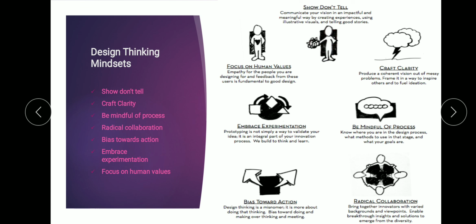So we are at the end of the second lecture. So, design thinking mindsets: you need to show. You don't tell people. You show people what you have created. You focus on human values. You embrace experimentation. You just don't think. You start doing stuff. You are oriented towards action and not thoughts. You practice radical collaboration. You don't work alone by shutting yourself into a room and working on your project. You need to be mindful of your process. You need to keep thinking about the process. And you need to have clarity of thought. So this is the entire process of design thinking.